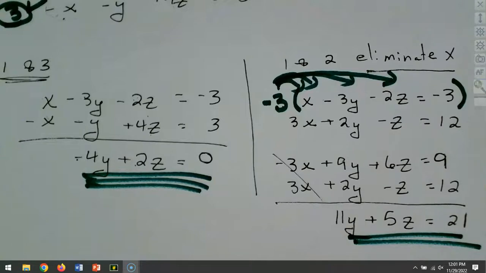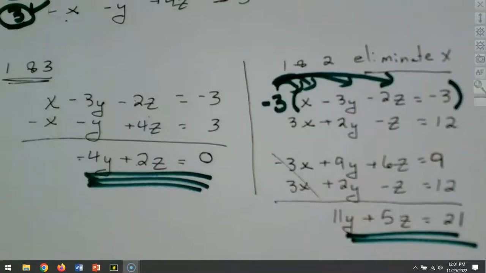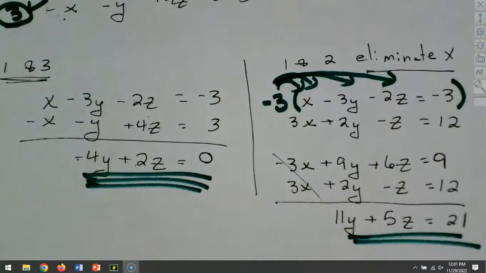Now, look at what we have done. Let's take a moment to see what we started with. We started with 3 equations, right? 3 equations, 3 variables. Now, what do we got it down to? 2 equations, 2 variables. Same 2 variables, right? You can't have different ones. You have to have the same 2 variables.